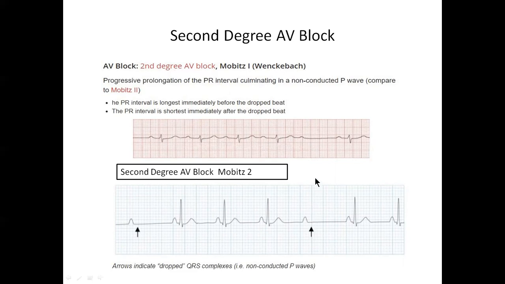The next kind is second degree AV block Mobitz 2. What that is like is it just keeps having normal QRS complexes, and suddenly you see one P wave without a QRS complex. Okay, so Mobitz 1 and Mobitz 2.